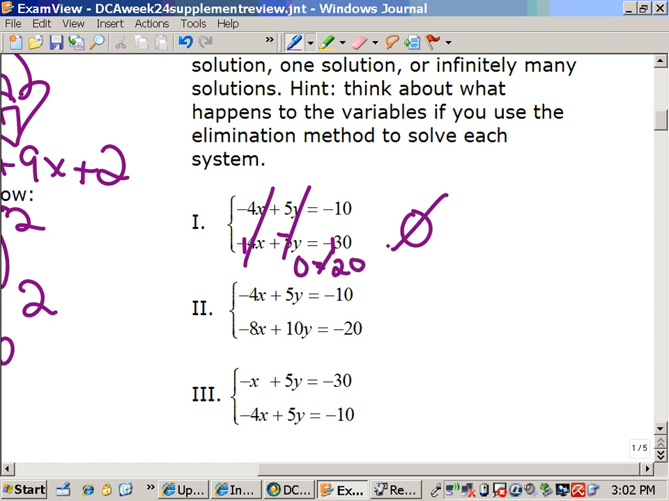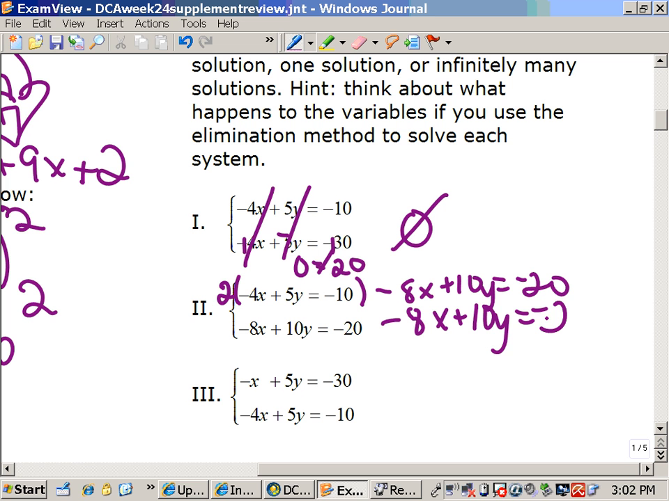The second problem, if I multiplied everything by 2 right here, that would give me negative 8x plus 10y equals negative 20, and negative 8x plus 10y equals negative 20. Oh, wow, those are the exact same equations. Everything cancels, so you would have all real numbers or infinitely many solutions.